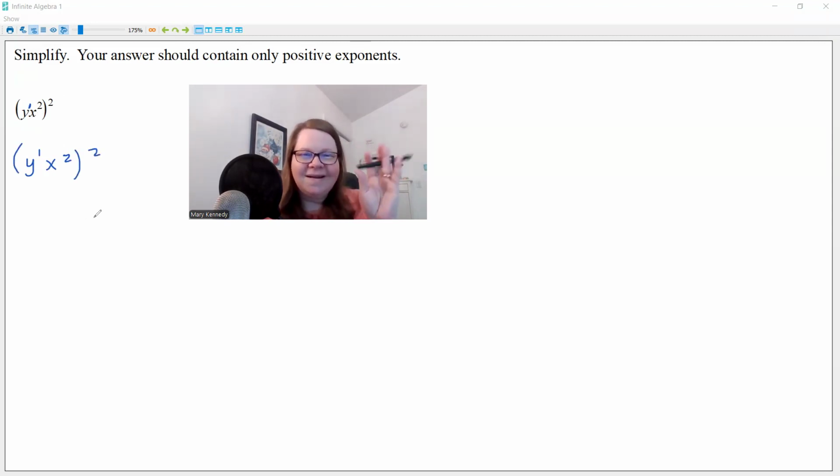Now, once we're kind of clear on that, we want to think of multiplying this like the distributive property. It just kind of looks a little like it in reverse, right? And so we're going to have a y value, and 1 times 2 is 2. So this is y squared, and x squared is raised to the second power. So 2 times 2 is 4. And so that's your answer.